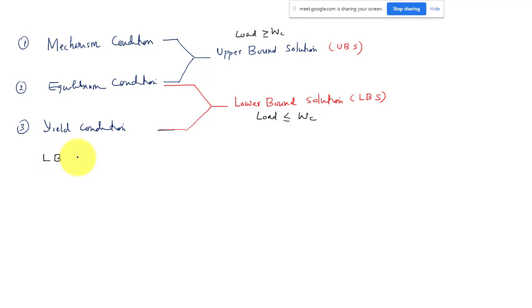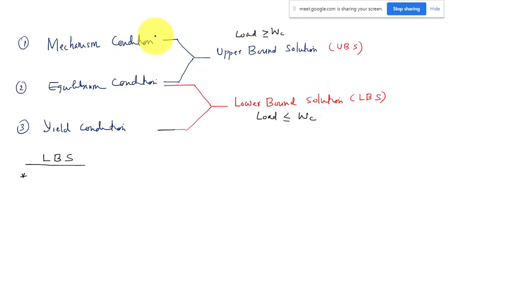Lower bound solution. What is the lower bound solution? In both cases, the equilibrium condition must be satisfied anyway. That is compulsory. But if the mechanism condition and equilibrium condition are satisfied, but the yield condition is not satisfied, that type of solution is known as the upper bound solution. Whereas if you come to the lower bound solution, the equilibrium condition anyway has to be satisfied, and the yield condition is satisfied, but the mechanism condition is not satisfied.